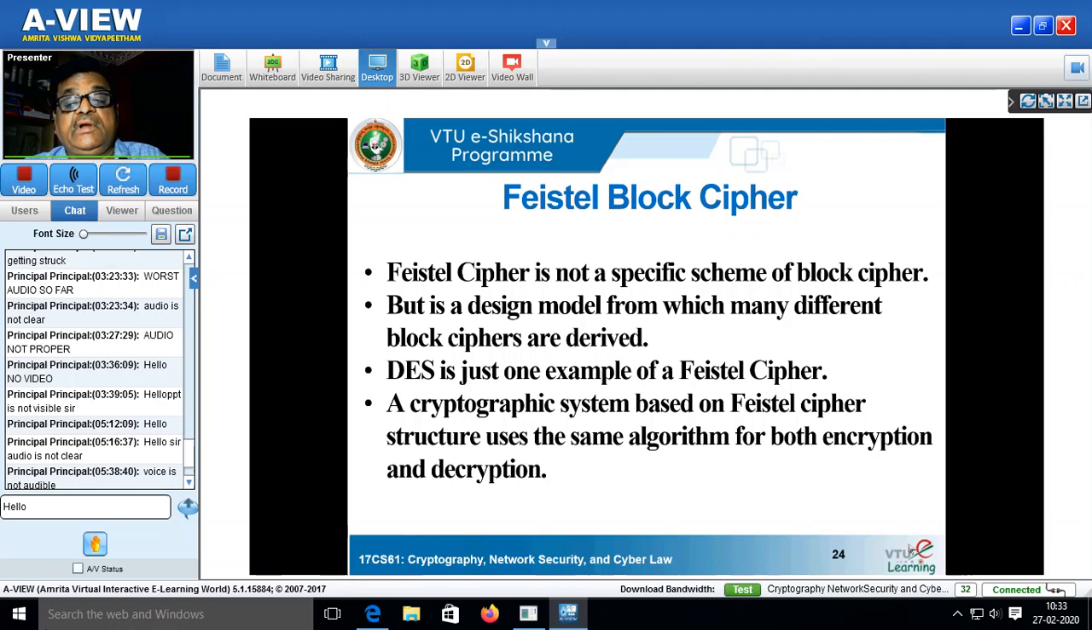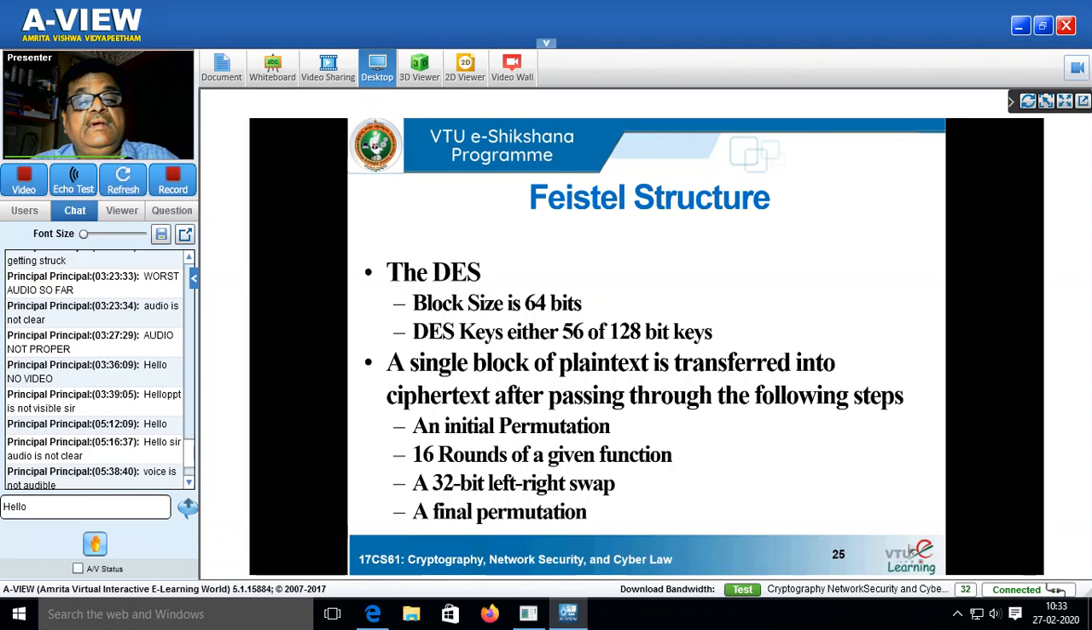DES is just one example of a Feistel cipher. A cryptographic system based on Feistel cipher structures uses the same algorithm for both encryption and decryption. The only difference is in encryption it is top down, in decryption bottom up. We have to use the algorithm in a reverse manner. Already we have seen the DES block size of the text is 64 bits. Key is either 56 or 128 bits. For our purposes, we have taken 56.